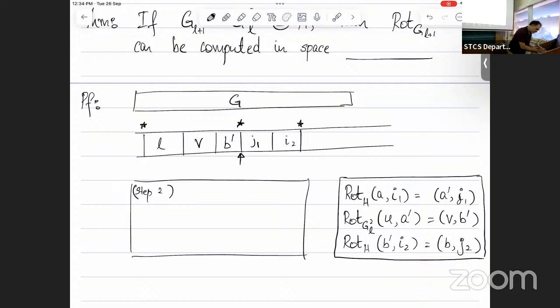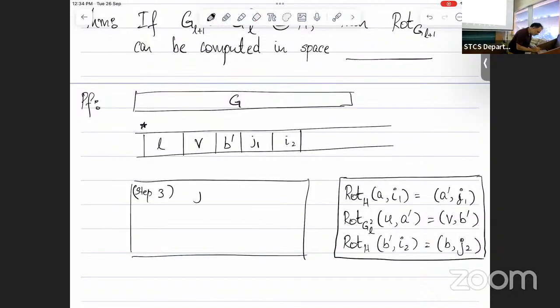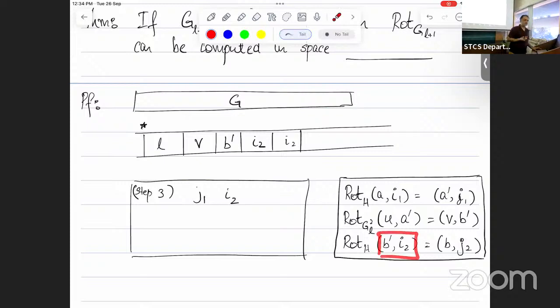Now once again, I'll replace this to say, okay, now I need to do step 3, which is this part. What do I need to do for that? Firstly, I'll erase all of this and I copy J1 onto this tape. I copy I2 also onto this tape and then I put I2 here, because I need to now compute B prime, I2. So I need to put B prime and I2 together.